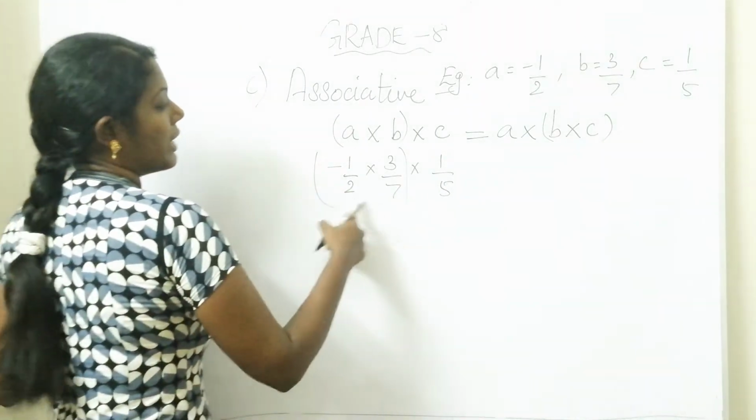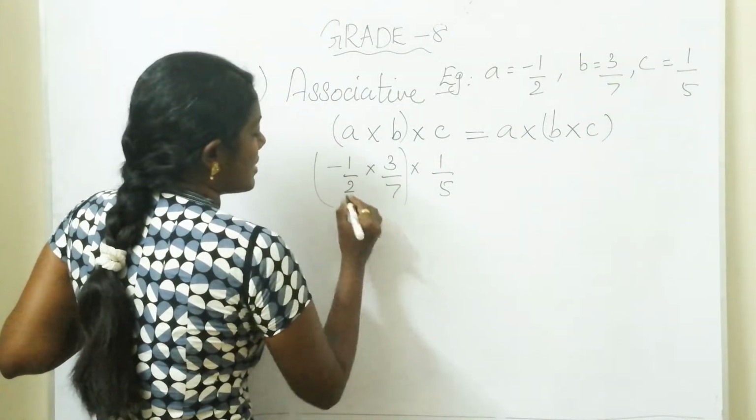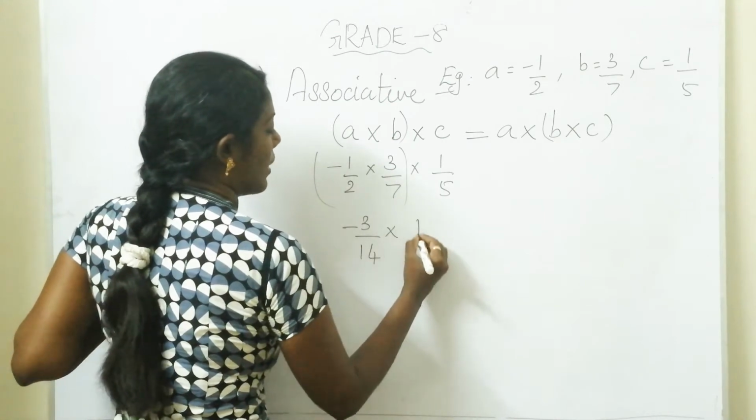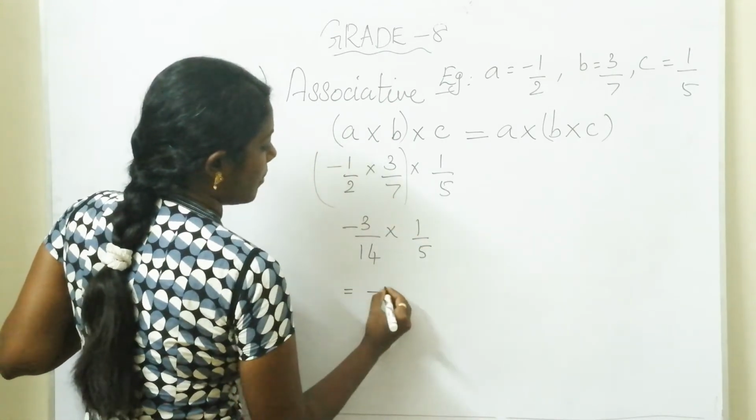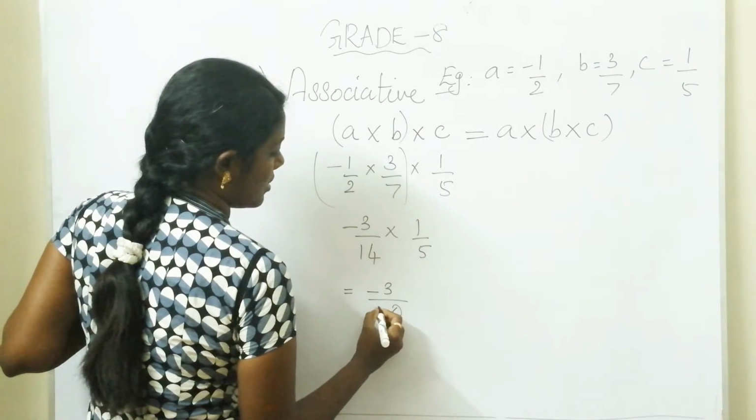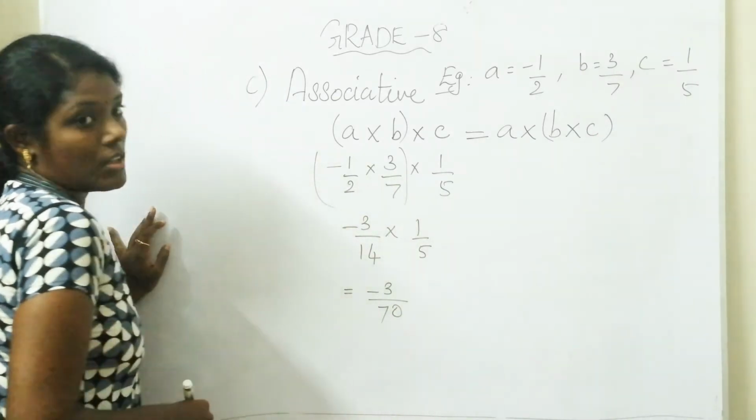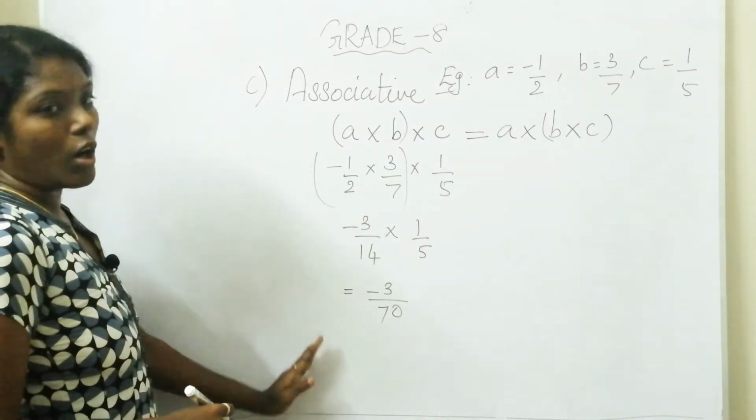So first I am multiplying A and B. Minus 3 by 14 into 1 by 5, which is minus 3 by 70. So this is what I got when I found out my LHS.